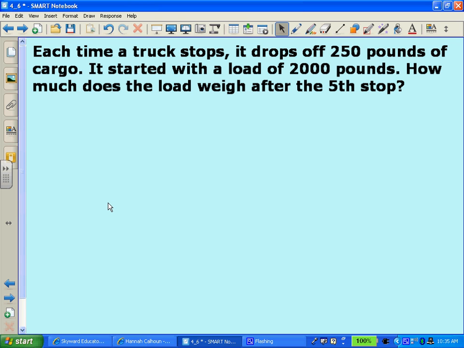Let's look at one more. Each time a truck stops, it drops off 250 pounds. It started with 2,000 pounds. How much does the load weigh after the 5th stop? It does appear to be arithmetic because it's going down by 250 every time, so my difference would be negative 250. We start with 2,000 pounds, so that's going to be a sub 1. And then we want to know the 5th term in the sequence, so n is 5.